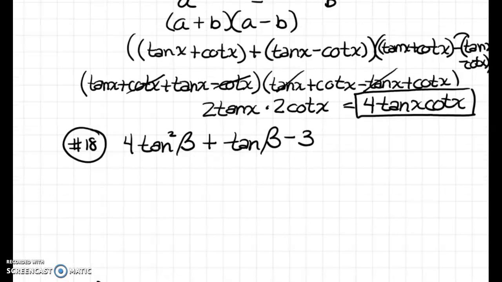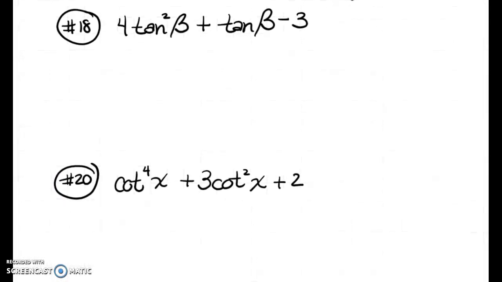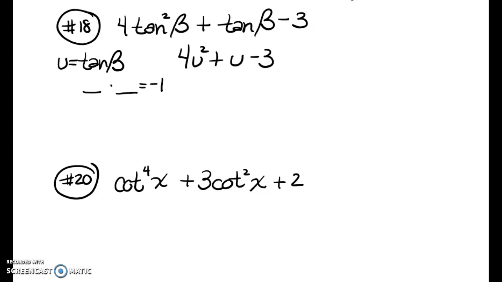All right, we'll have time for this one last one, and then I'll start another video. All right, so if it's difficult to look at our trigonometric functions, we can always use u substitution. Let's say u equals the tangent of beta, and we'll just rewrite this expression as 4u squared plus u minus 3. So how do we factor something like that? Do we have factors of negative 12? Remember, we multiply a and c that add to b, which is 1. We do. 4 and negative 3 work.